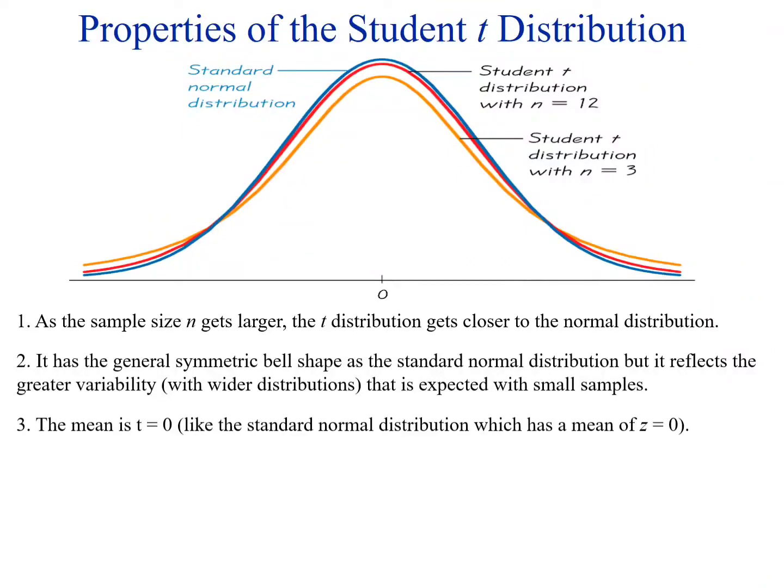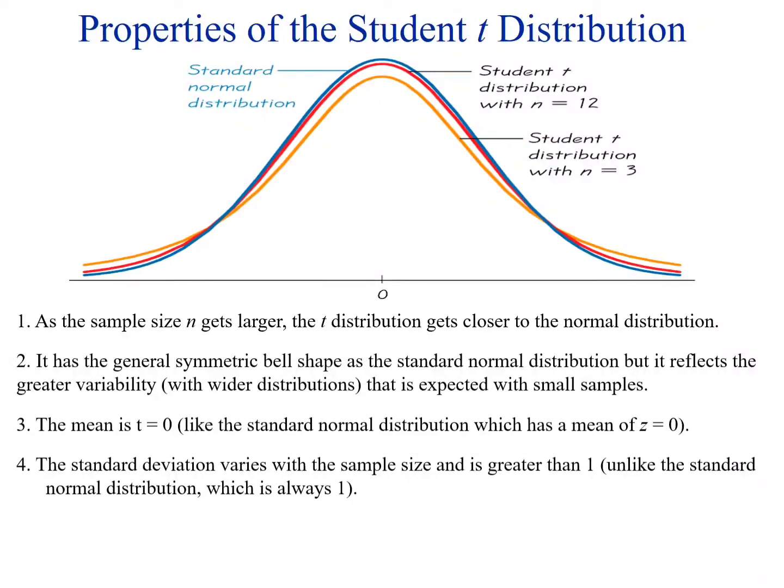The mean is t equals 0, like the standard normal distribution, which has a mean of z equals 0. So recall that for a standard normal distribution, the average is always 0. So for this as well, it is 0. However, the standard deviation varies with the sample size and could be greater than 1, unlike the standard normal distribution, which is always 1. Recall that when a distribution is standard normal, the standard deviation is 1 and the mean is 0. But for a t distribution, the standard deviation is greater than 1. However, the mean is 0.